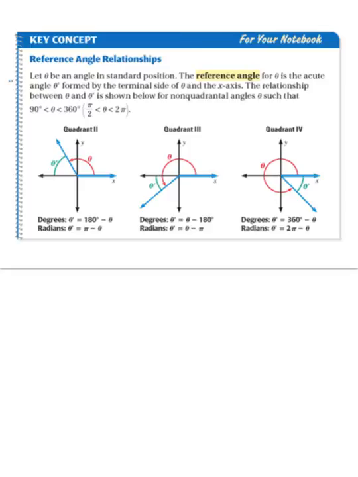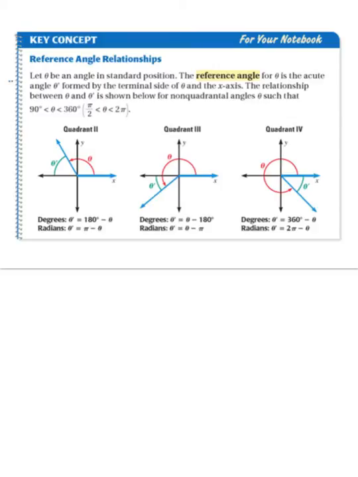All right, our next key concept, reference angle relationships. Let theta be an angle in standard position. The reference angle for theta is the acute angle formed by the terminal side of theta and the x-axis. The relationship between theta and theta prime is shown below for non-quadrantal angles theta, such that 90 is less than theta is less than 360.